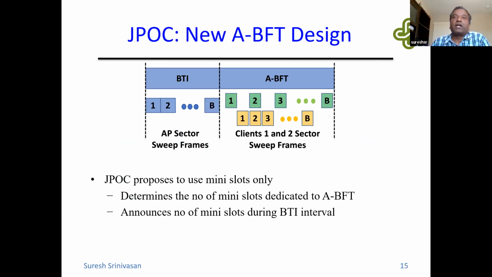The existing 802.11ad and ay propose slots and subslots for A-BFT, which is an overhead. So JPOC proposes to use mini slots only. JPOC determines the mini slots dedicated to an A-BFT and announces them during the BTI interval. Suppose there are m subslots in an A-BFT, and there are client 1 and client 2 with b sector sweep subslots. Then the clients performing beam training using these b subslots would reduce the interference between the clients, as shown in the figure.